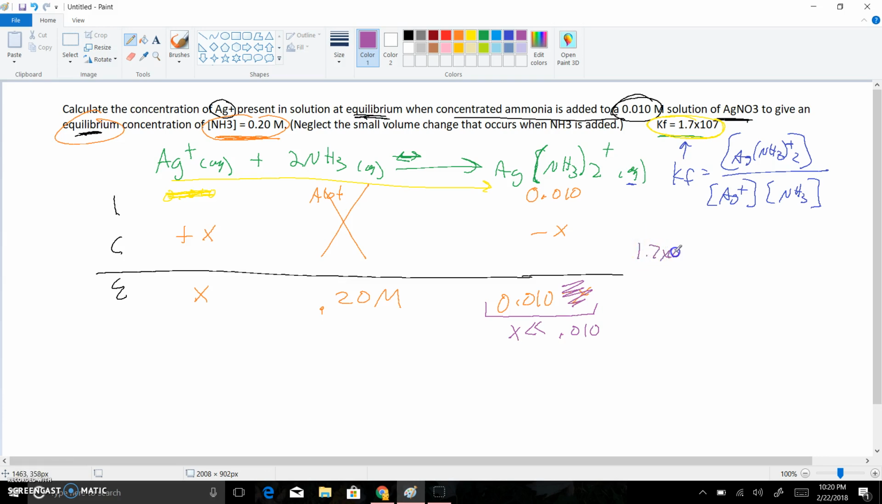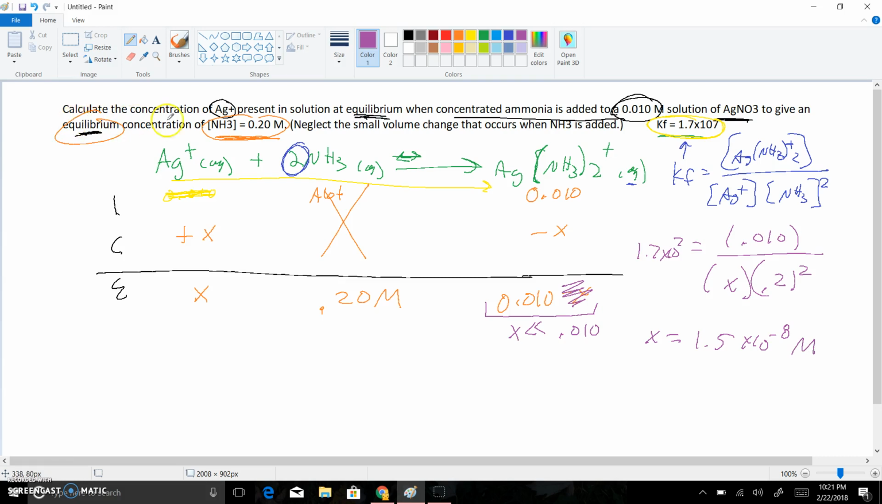1.7 times 10 to the 7th equals, top number is 0.01, bottom number is X, this is 0.2, squared. Whoa, I lost that squared. This is squared because this 2 right here. Whoa, almost lost that. Okay. So now I can do my math, I can solve that X is equal to, where is my answer? Here it is, 1.5 times 10 to the negative 8 molar. There we go. That's my end answer.